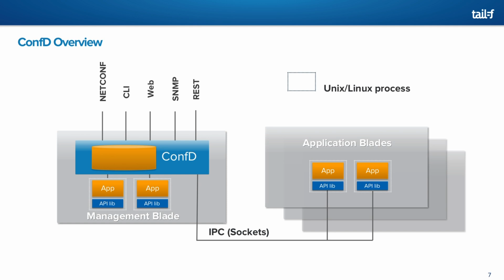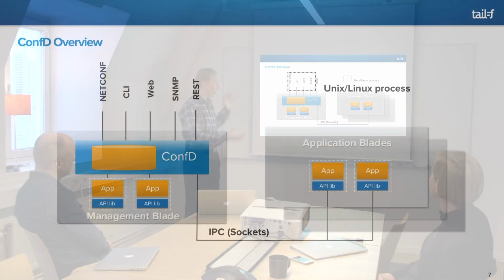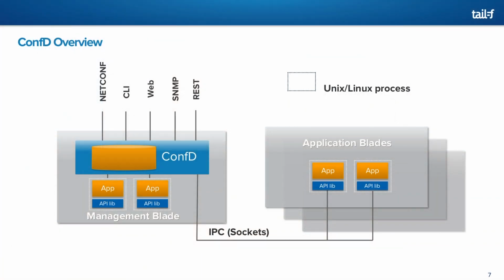ConfD is handling all the marshalling that is required, even if they are running on different CPU architectures and things like that. And the central ConfD is then providing the management interfaces, and the operator will not know or feel any difference whether applications are running locally or remotely. You can, of course, deploy ConfD in many other ways with high availability support or sub-agents and other things too.